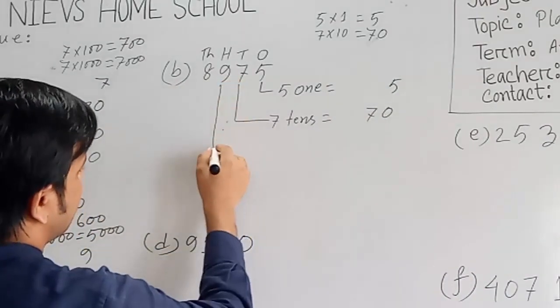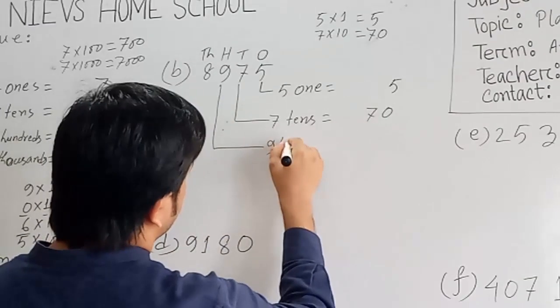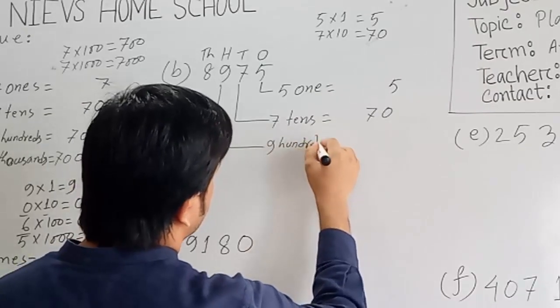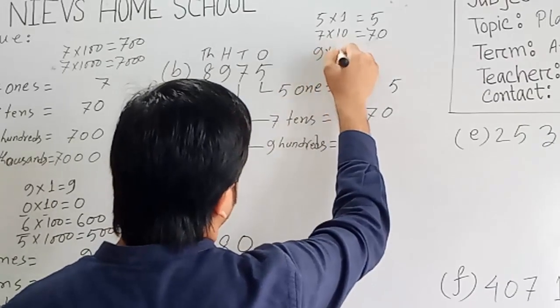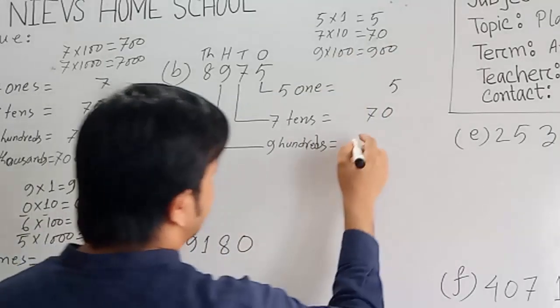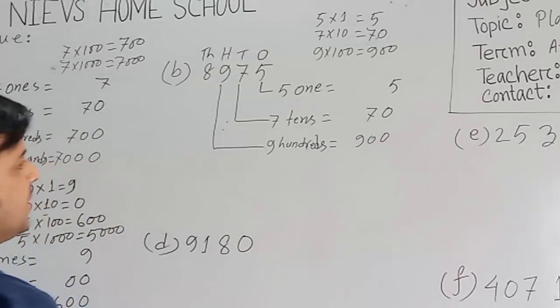Now 9 is the hundreds position, so we have to write 9 hundreds. So we have to multiply 9 by 100, this will be 900. So we can write the place value of 9 in this number is 900.